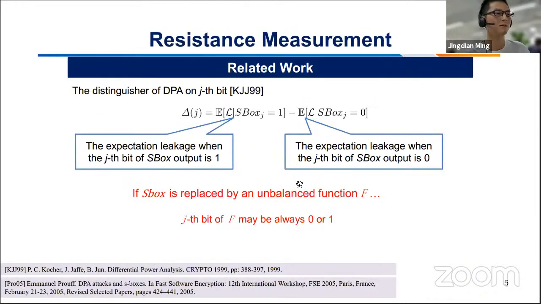To solve the problem, we first review DPA, which is a classic side channel analysis. In DPA, the leakage traces are divided into two groups based on the bit of the S-box output. And then their differential expectation is a distinguished value. But if the S-box is replaced by an unbalanced function f, the bit of f may be always 0 or 1, and the leakage cannot be divided into two groups.